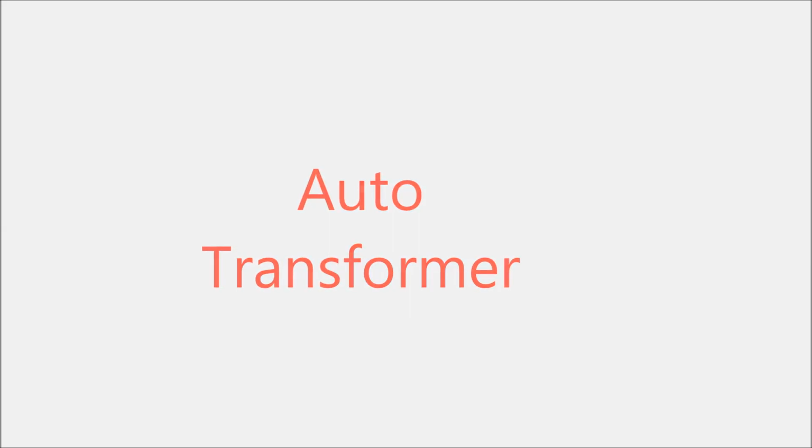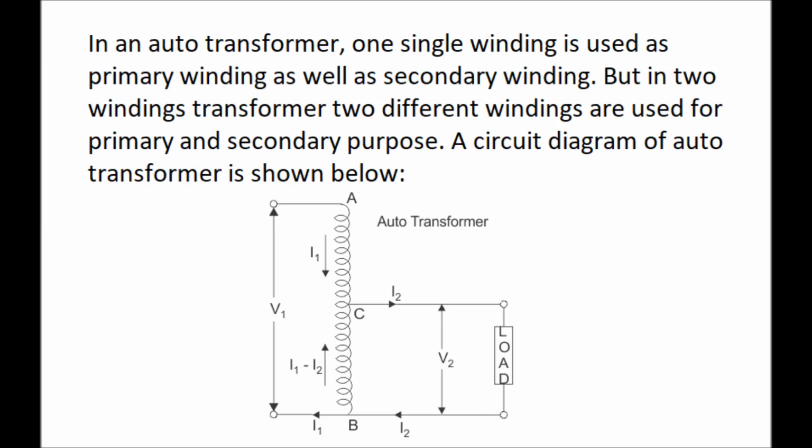Auto transformer. A transformer in which a part of the winding is common to both the primary and secondary circuit is called an auto transformer. In an auto transformer, one single winding is used as a primary winding as well as secondary winding. But in a two winding transformer, two different windings are used for primary and secondary purposes.